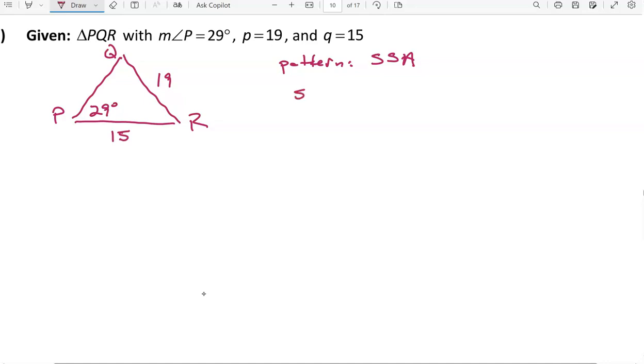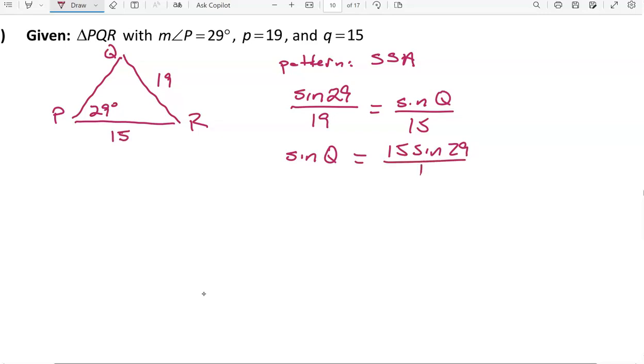So I'm going to start by setting up the law of sines. Sine of 29 degrees divided by opposite side 19 equals the sine of angle Q divided by opposite side 15. And let's multiply both sides by 15. So sine of angle Q is equal to 15 sine 29 divided by 19. And measure of angle Q is the inverse sine of that expression. And we really do need to show all of these steps, so be careful that you are showing all of this work on your paper as well as in your calculator.